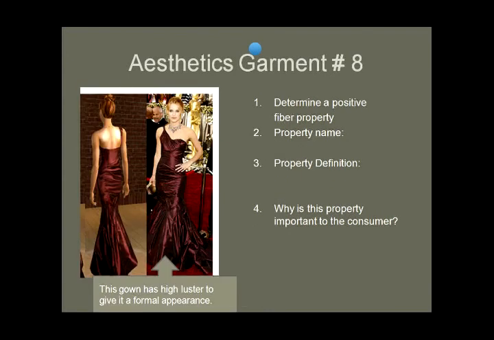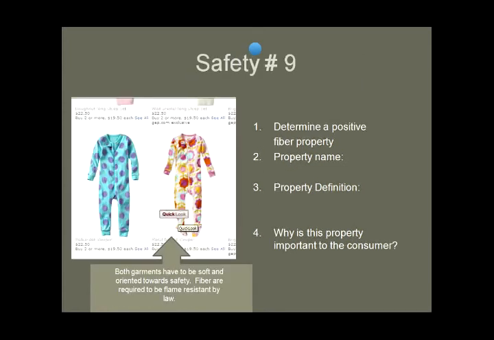Garment number 8. Again, this is relative to aesthetics. The picture shows a gown with very high luster to give it a very formal appearance. Number 1, determine a positive fiber property. Number 2, state the property name. Number 3, define the property. Number 4, explain why the property is important to the consumer.